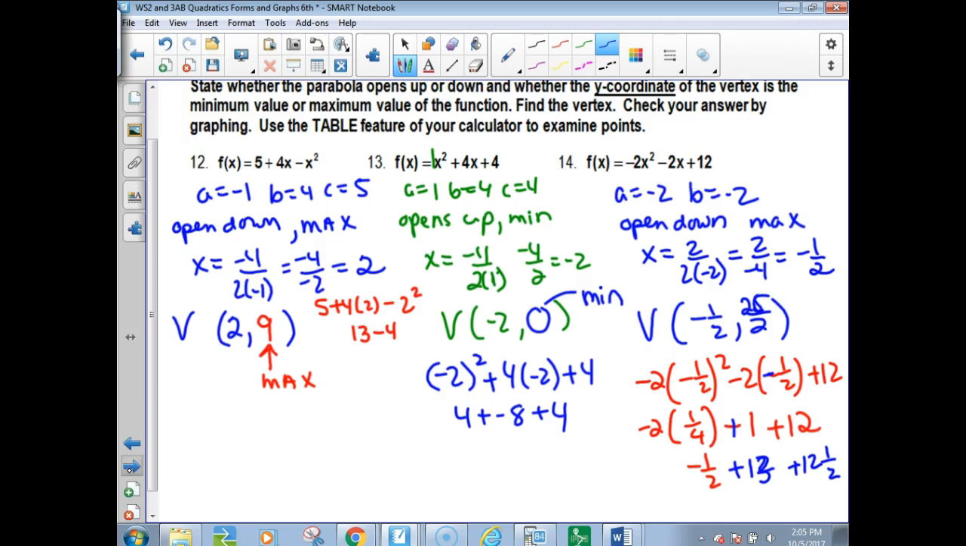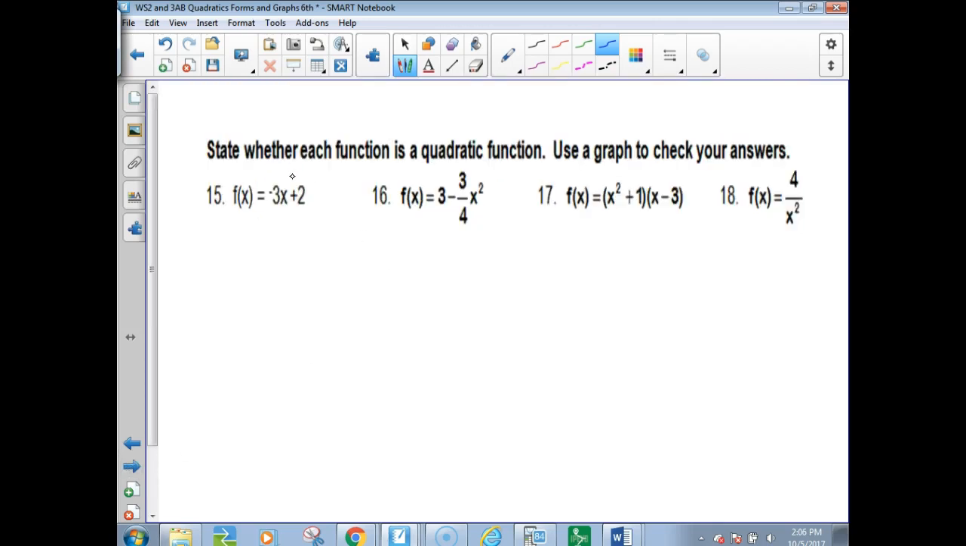Do we need this page still? Okay. See whether each function is a quadratic or not. Use graph to check the answers. I think we shouldn't have to graph this one because you guys have graphed these so many times in your life. What is that? It has a slope of -3 and a y-intercept of 2. It is simply a line. So no, it's not a parabola. It's not quadratic. It's a line.